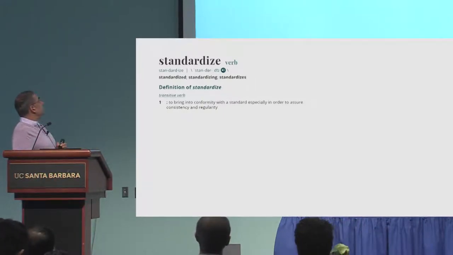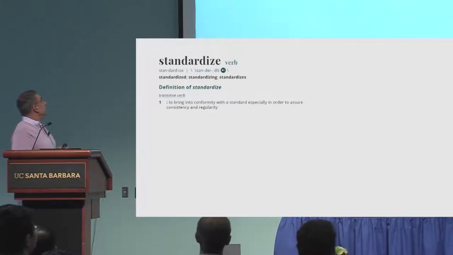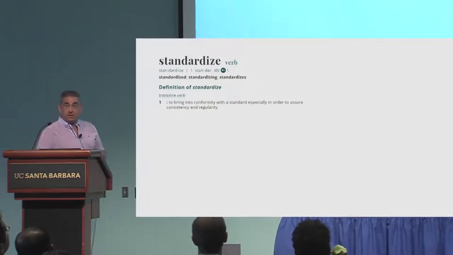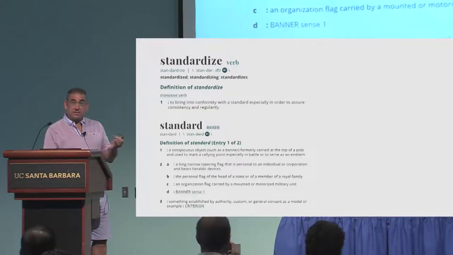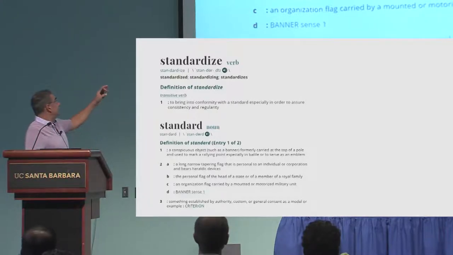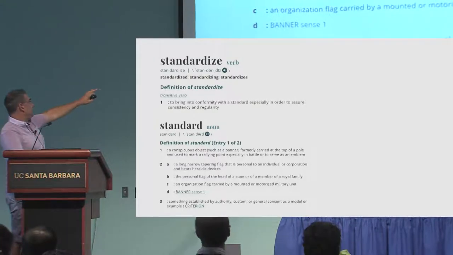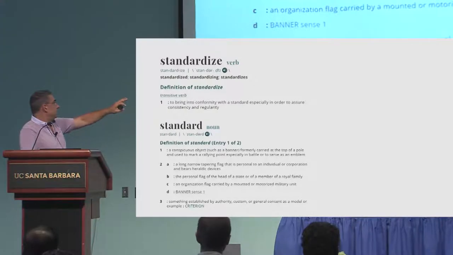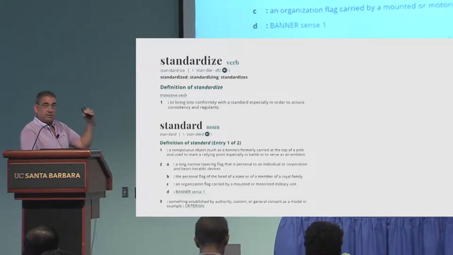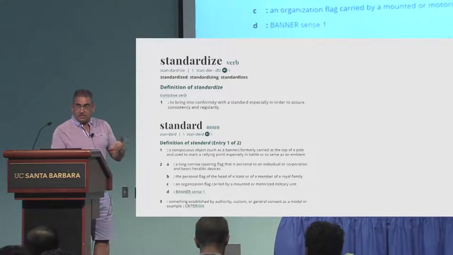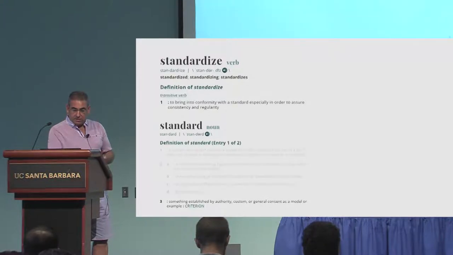So what does it mean to standardize, right? To bring into conformity with the standard, especially in order to assure consistency and regularity. So in some senses, that's benchmarking, conformity. And what is a standard? If you go to Webster, it's a banner for rallying cry, et cetera, but maybe that's not what we want. But it is something established by authority, custom, or general consent as a model or example. So this is a benchmark that we know what we're doing is good enough. This is, in a sense, the goal of a standard, but we know there is more.